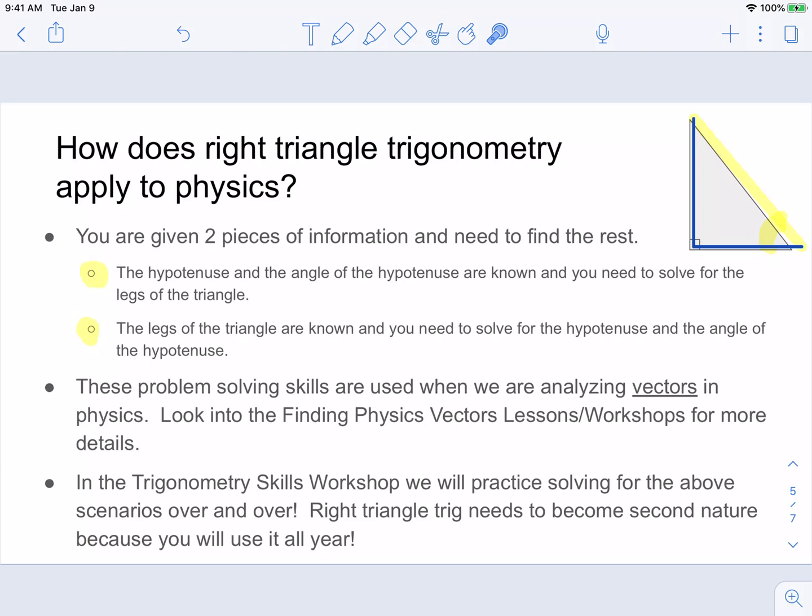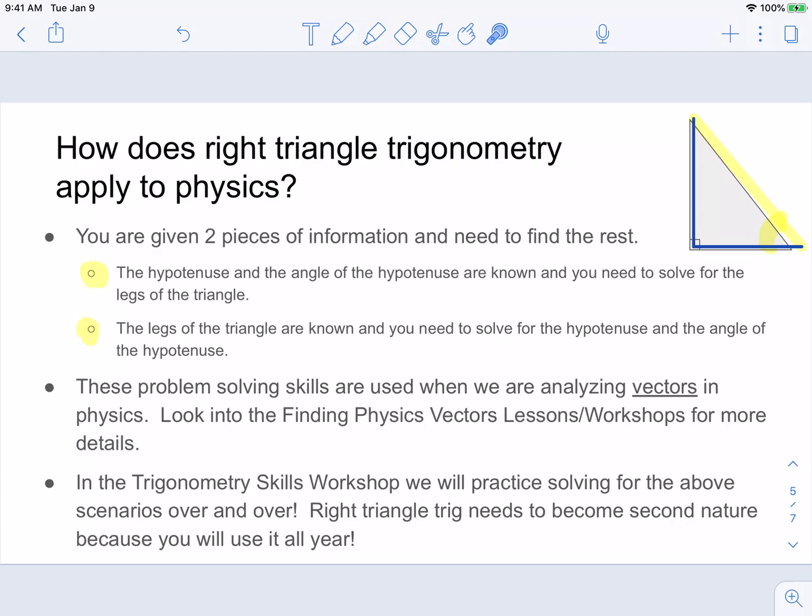This is a lot of times where we use the Pythagorean theorem first to solve for the hypotenuse because you know the legs, and then to get this angle, we use the tangent function. Okay, now going through and doing this, that's the whole point of my workshop. We're going to go through and actually solve a whole bunch of problems where we're doing one of these two scenarios.